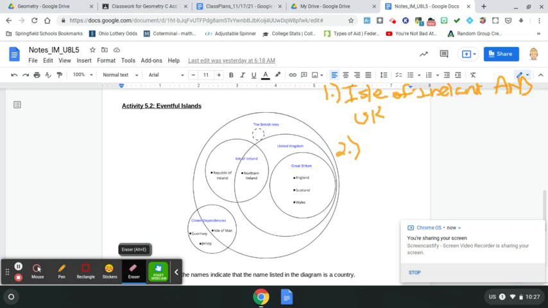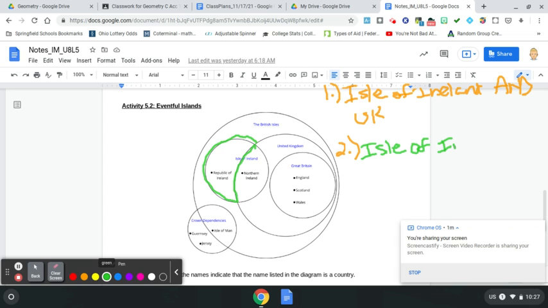Problem number two. Based on the categories in the Venn diagram, describe the Republic of Ireland in a way that will not include any other countries. Well, the Republic of Ireland is right over here. It is the only thing in this little crescent moon here. So how would I describe that? Well, again, it's an Isle of Ireland because it's inside that bubble, but we cannot include it in the United Kingdom. So we have to take that out. So we would say, and not UK.